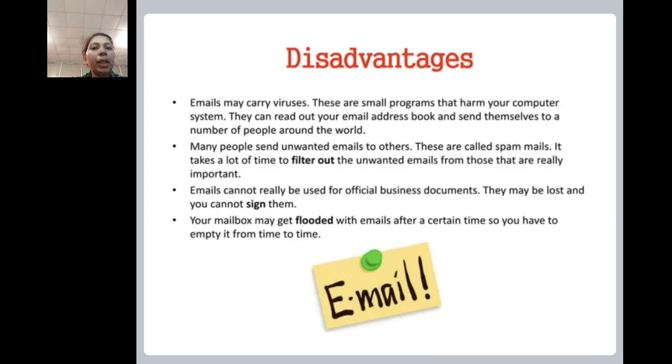So they may be lost and you cannot sign them. Your mailbox may get flooded with emails after a certain time, so you have to empty it from time to time. It means it becomes very congested with thousands of emails.